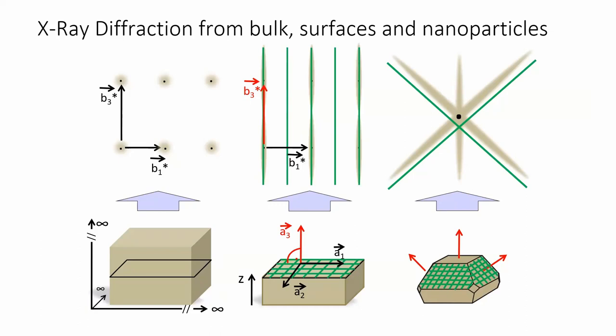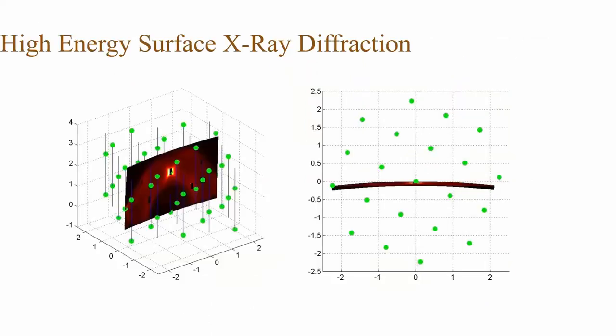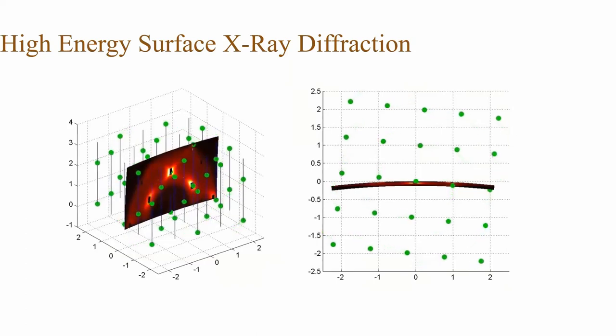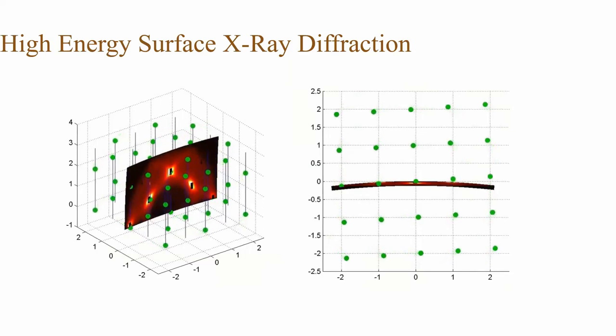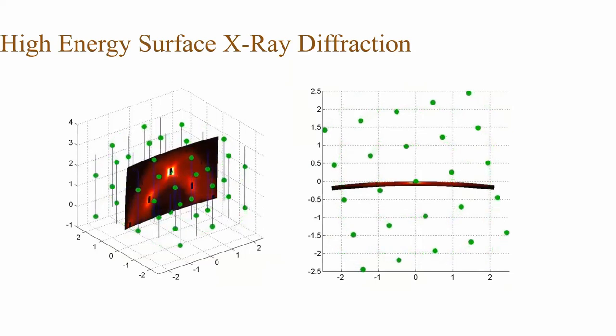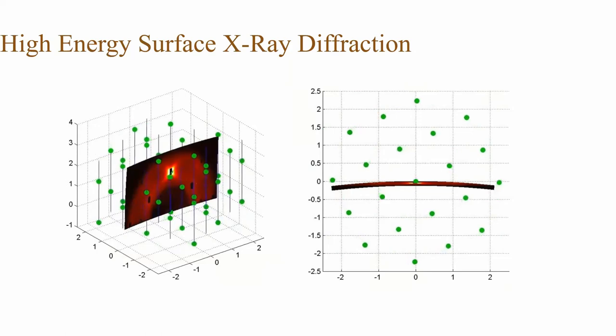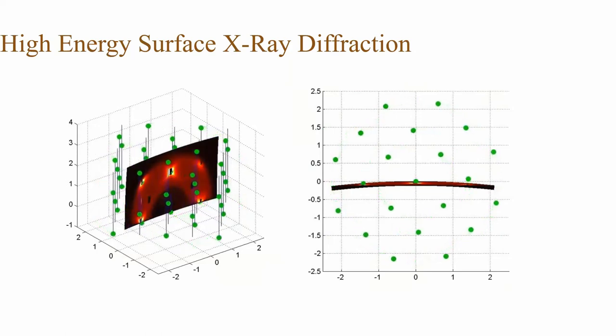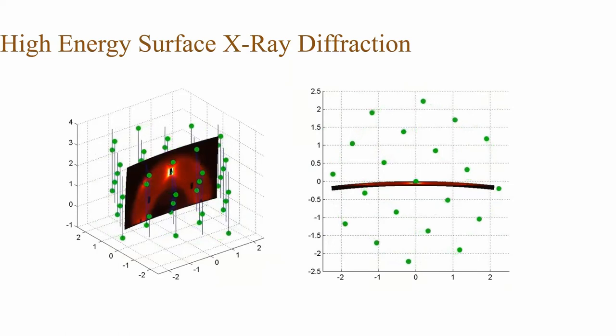And if you have a surface reconstruction of the particle, you also get corresponding rods. That's it. And so this is how we do high energy surface X-ray diffraction. We have a large area detector, which can cover a lot of reciprocal space. And as we rotate the sample, this forest of rods crosses the Ewald sphere, or the detector in this case, and we see the reflected intensities from whatever is on the surface.